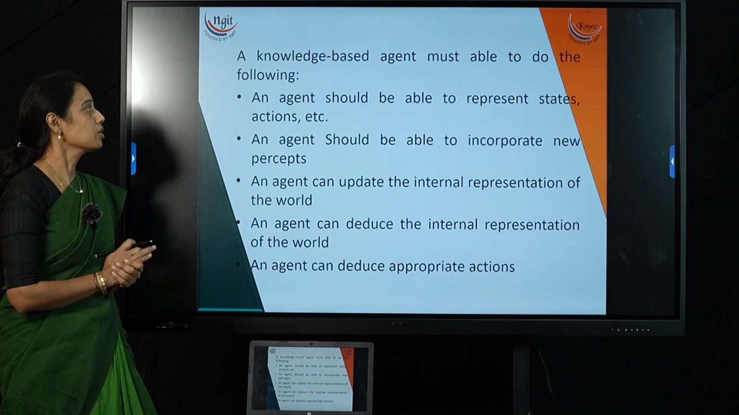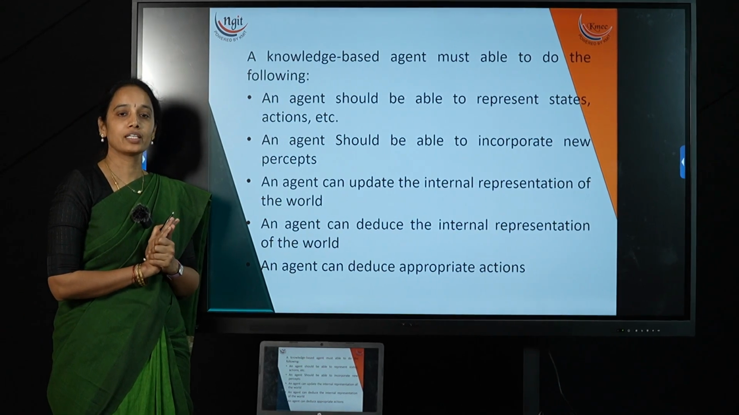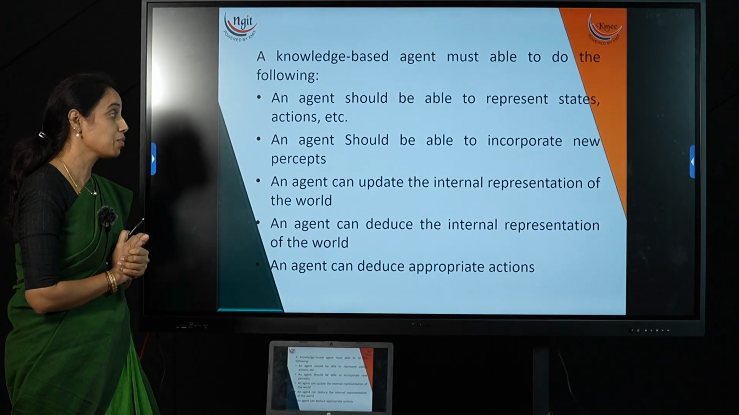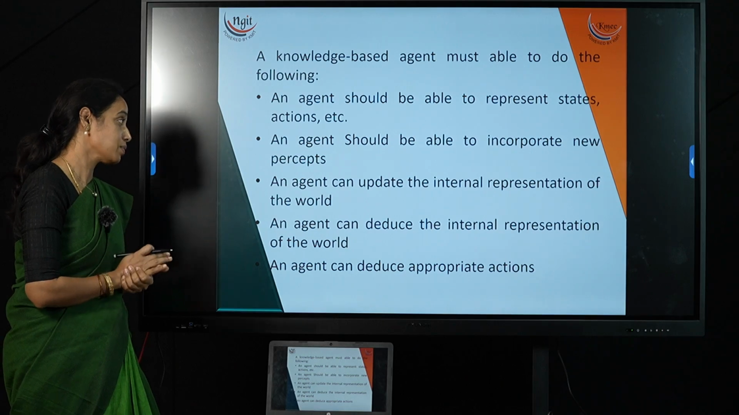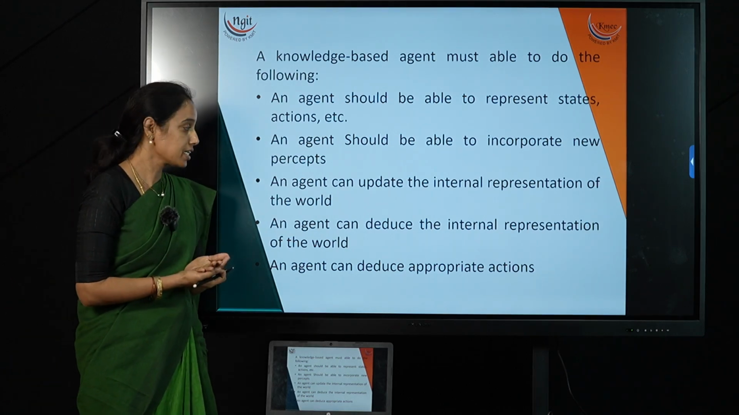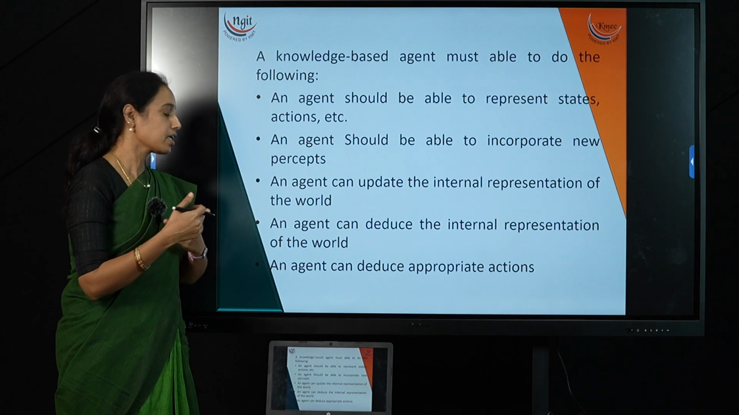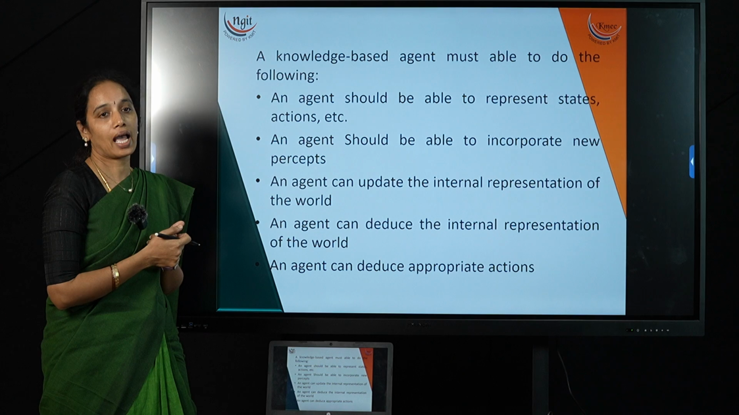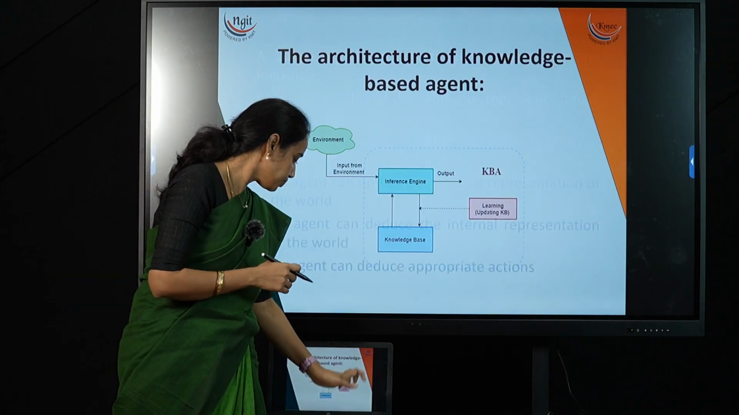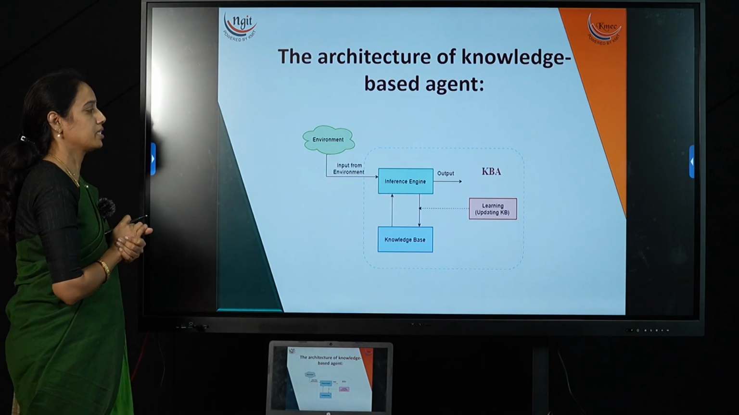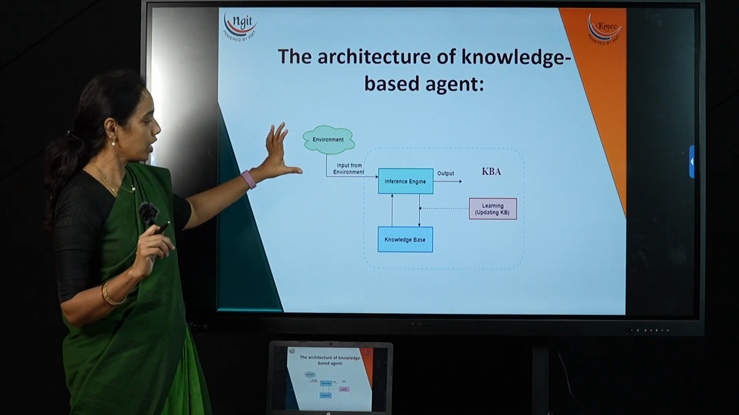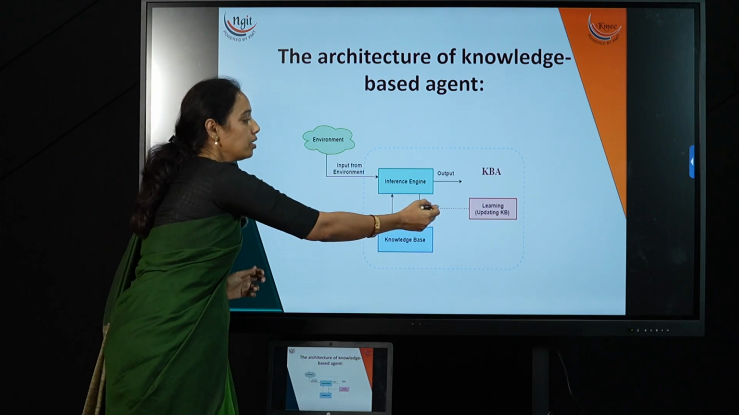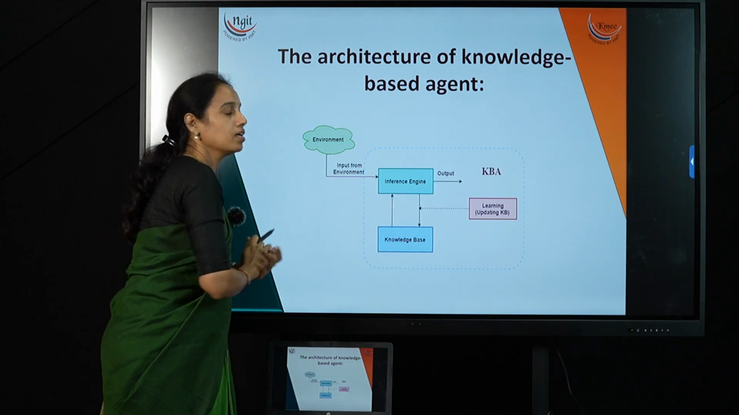A knowledge based agent must be able to do the following: it should be able to represent states and actions, incorporate new percepts, update the internal states, deduce the internal representation of the world, and deduce the appropriate actions accordingly. Coming to the architecture of a knowledge based agent, we have two important components, that is the inference engine and the knowledge base, and this total thing is called the KBA.